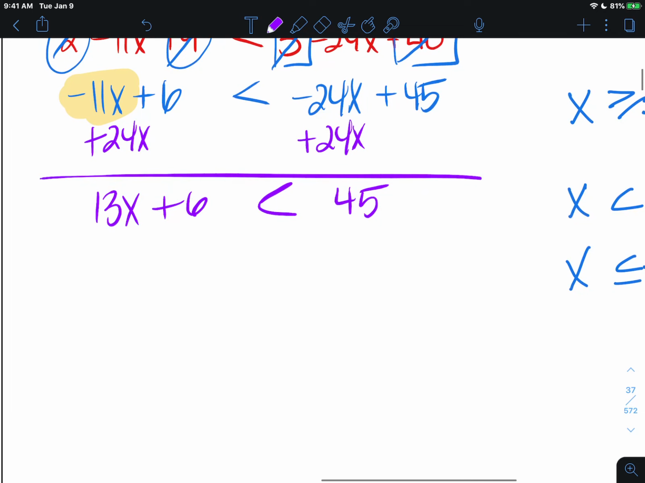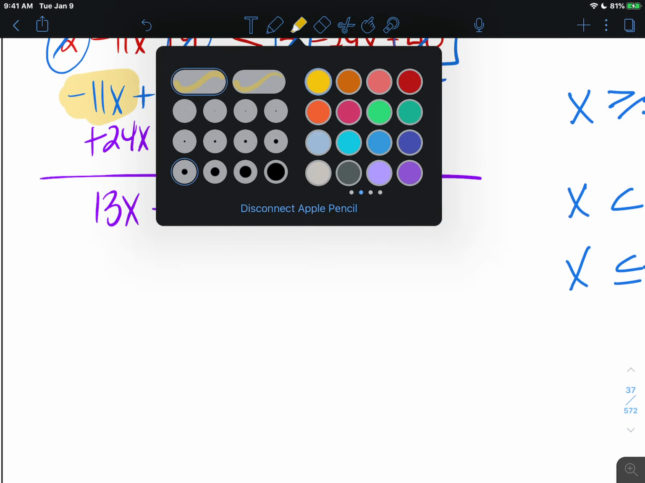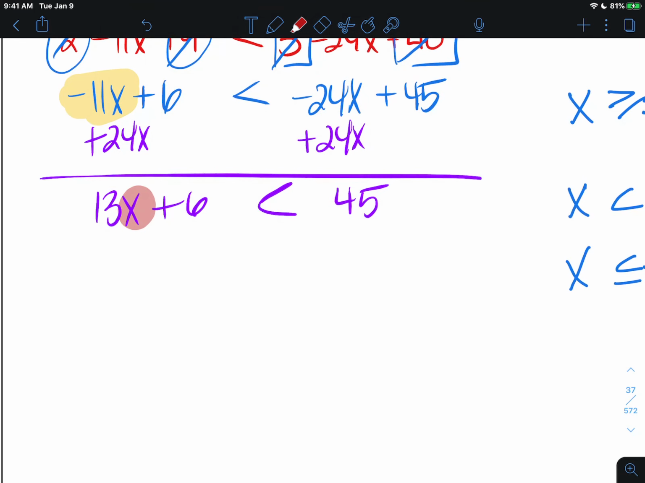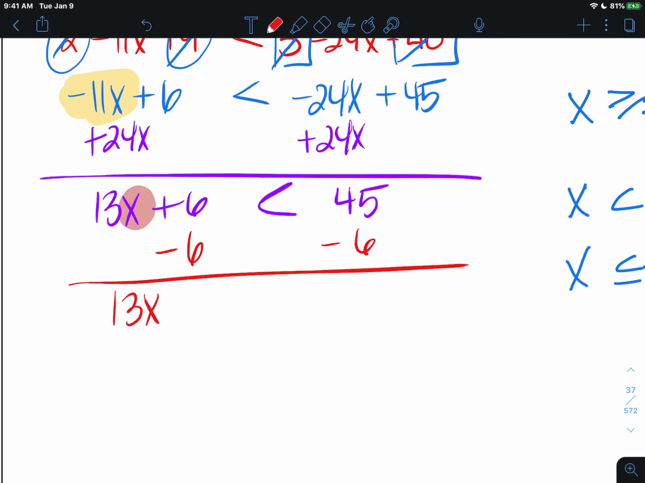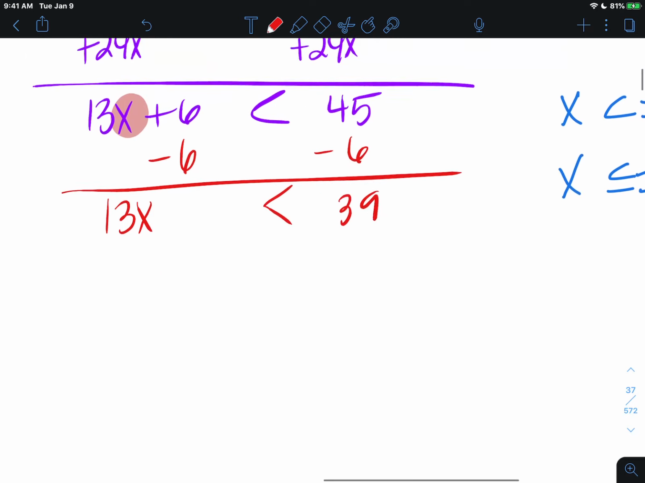Next step, side to move, great divide. I'm going to move whoever is not touching my x. I'm going to go ahead and highlight it. Everybody else with that highlight on the same side needs to go away. So I'm going to take away my 6. 13x is less than 39. Did I multiply or divide by a negative number on both sides of my equation? No. So my symbol is going to stay the same.